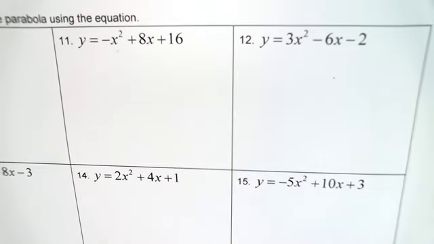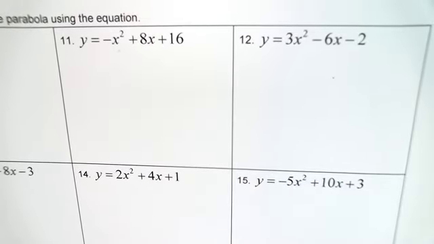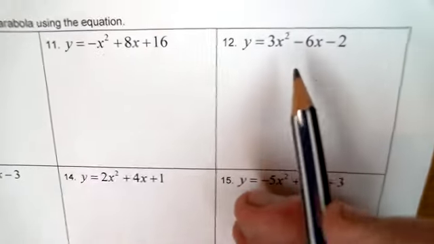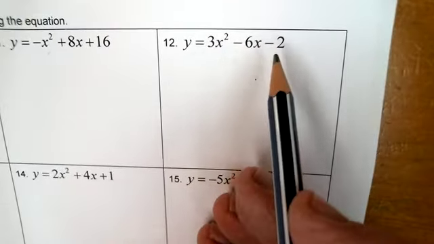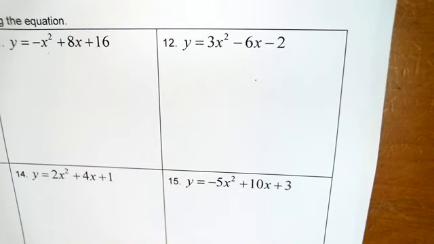Let's take a look at question 12. So what we're doing here is we're drawing parabolas. We're going to take the equation here and turn this into a completed square form to make it easier to draw.